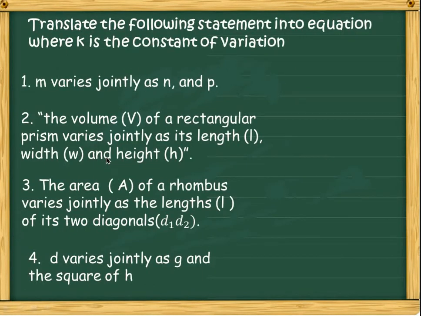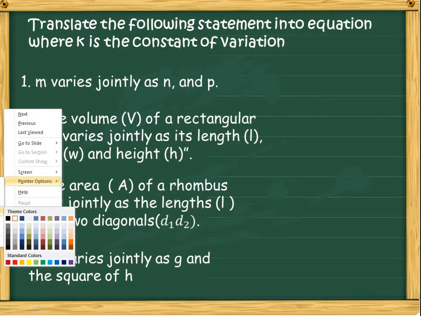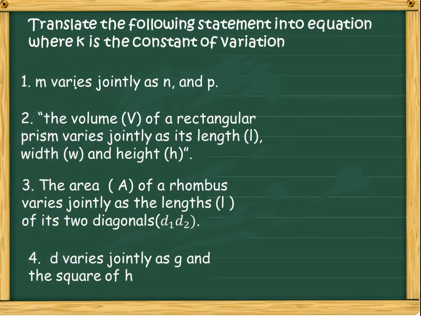Let's try to translate the following statements into equations where k is a constant of variation. Let's have item 1. M varies jointly as n and p. So, yung unang variable na binanggit ay si m. So, si m po ay i-isolate natin. M is equal to, so we have the word jointly. So, sino join si n and p kay k? We're just multiplying k to n and p. K times n times p. So, m varies jointly as n and p is m is equal to k times n times p.